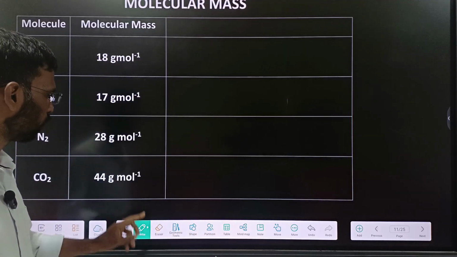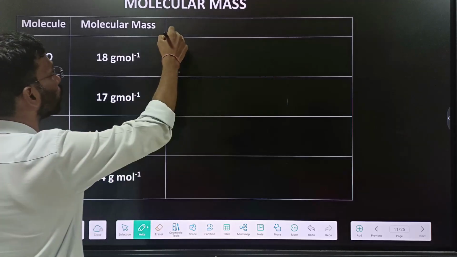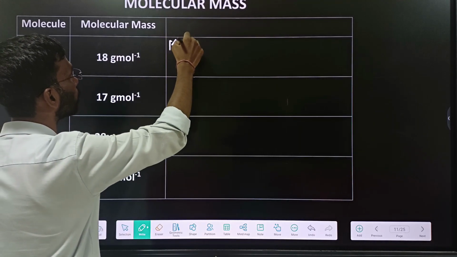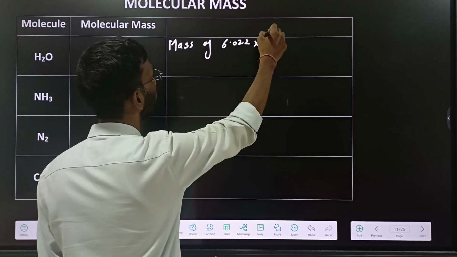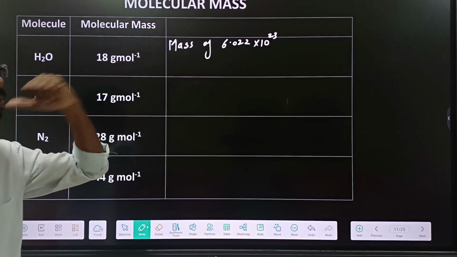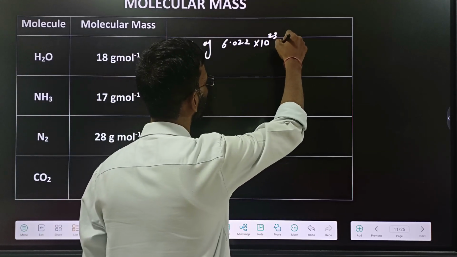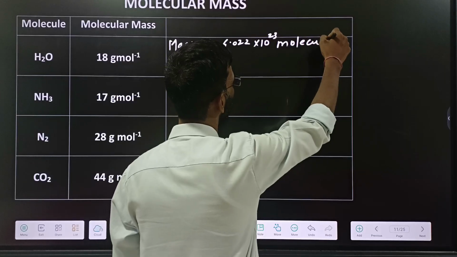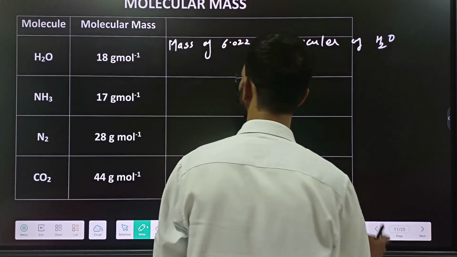Means it is a mass of what? This is the mass of 6.022 into 10 raised to power 23. In atomic masses, it was atoms. Now over here it is molecules. So it is a mass of 6.022 into 10 raised to 23 molecules of H2O.